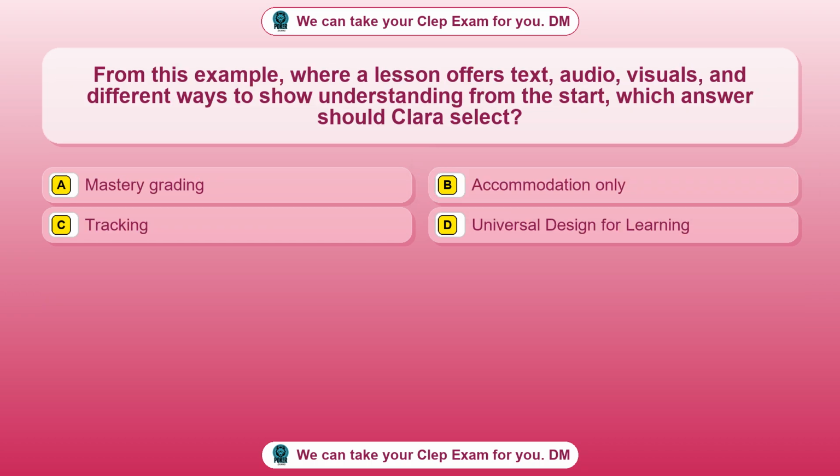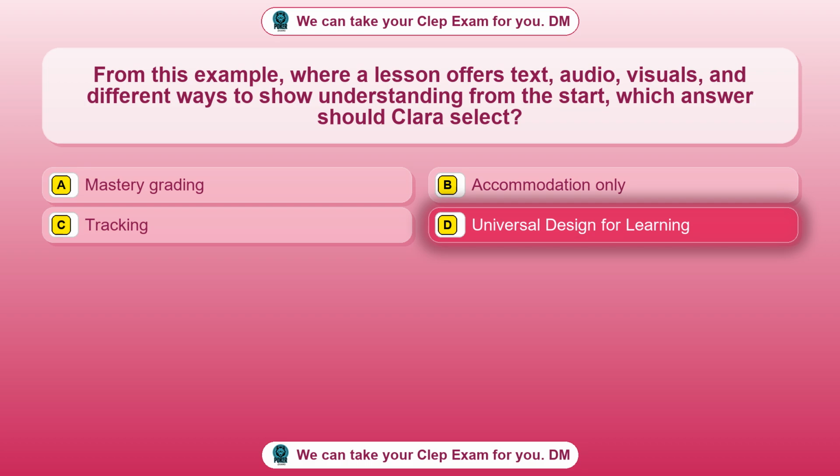Question 51. From this example, where a lesson offers text, audio, visuals, and different ways to show understanding from the start, which answer should Clara select? Option A, mastery grading. Option B, accommodation only. Option C, tracking. Option D, universal design for learning. The correct answer is option D.